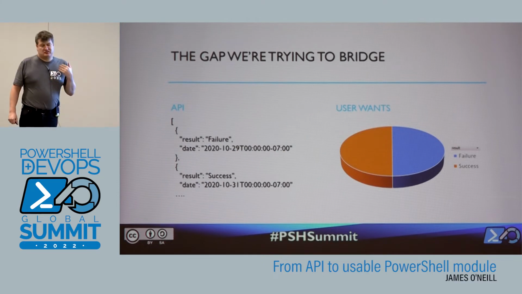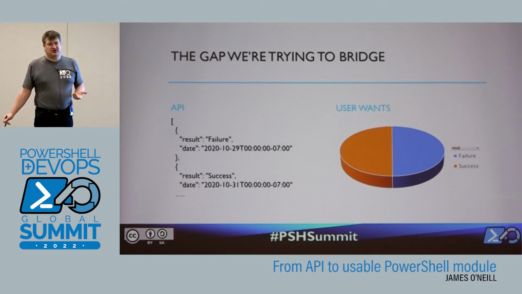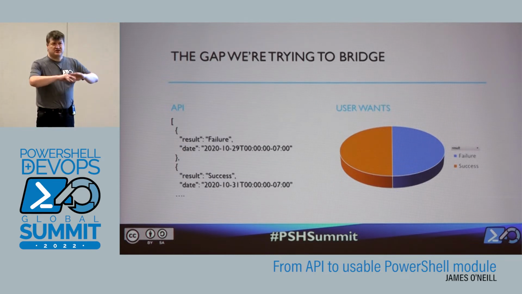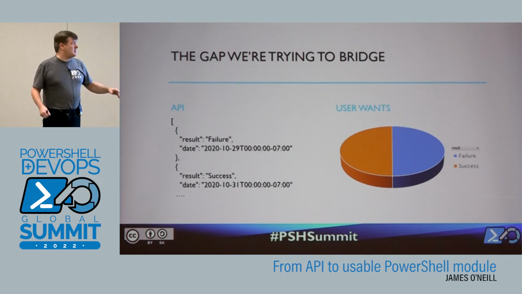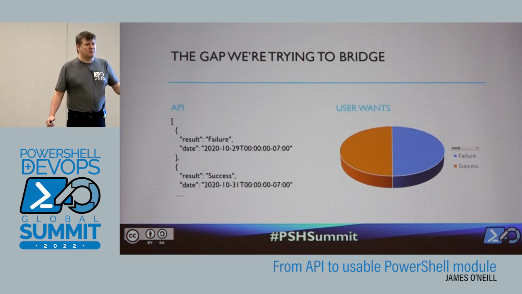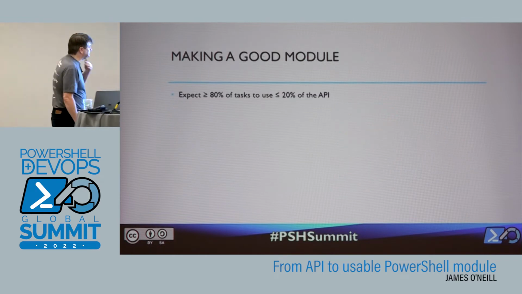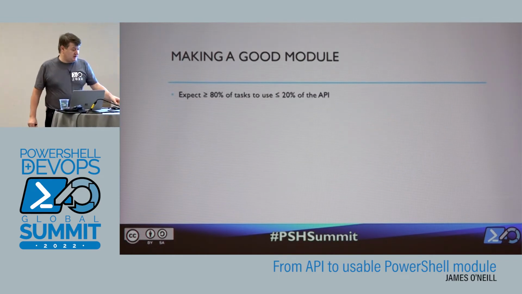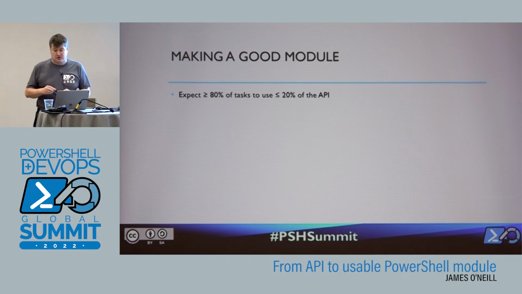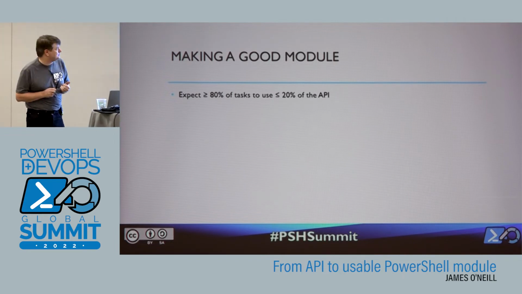To try and illustrate the gap that we're trying to bridge, we get JSON back by making an API call, so it might be successes and failures and dates. Sometimes we want to know the distribution by month of that, but the user probably just wants to know what proportion of success and failure I had. That's the gap we're trying to bridge. So how do we make a good module as defined by James?